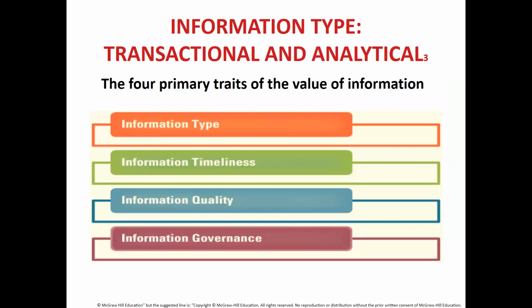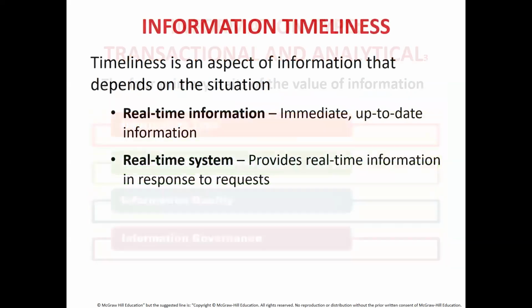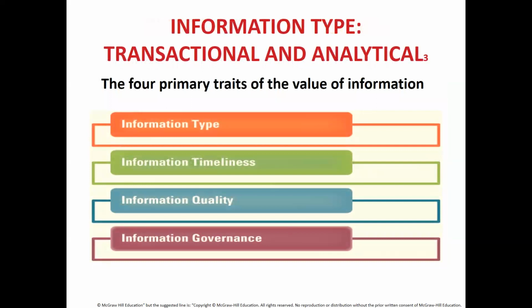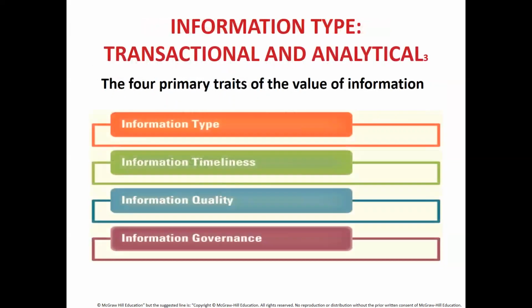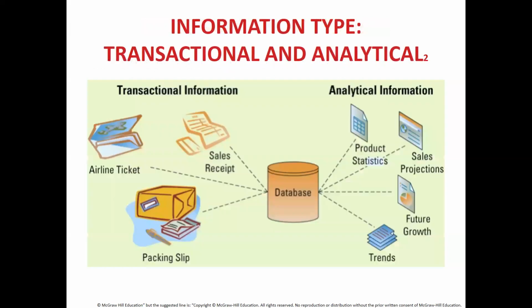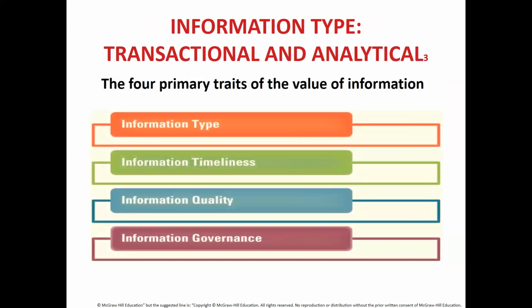The four primary traits of the value of information are: information type, information timeliness, information quality, and finally, information governance. So let's have a look at all these in the next few slides. Information type, we've already had a look at. The information types are analytical and transactional information.